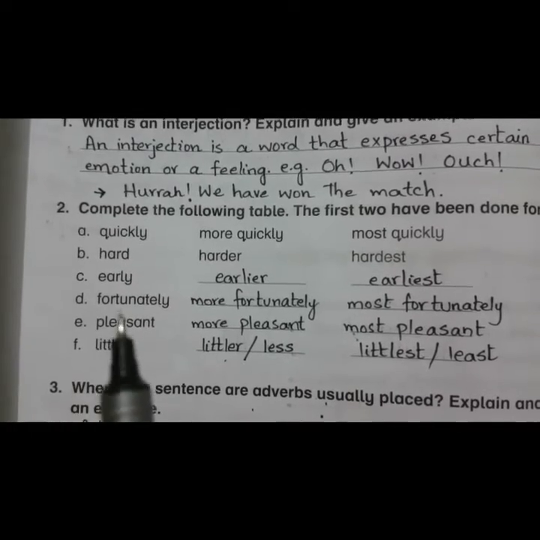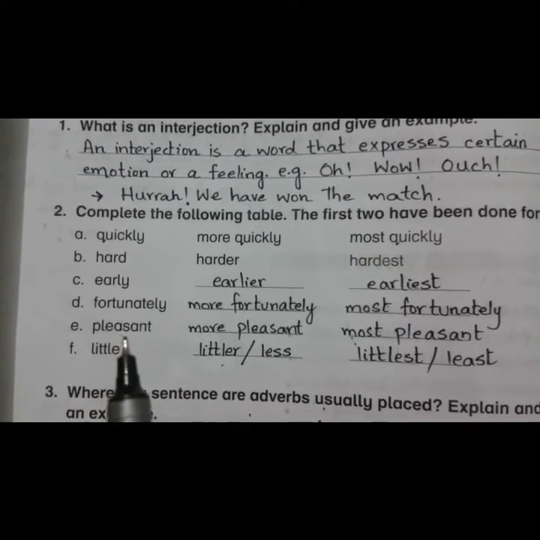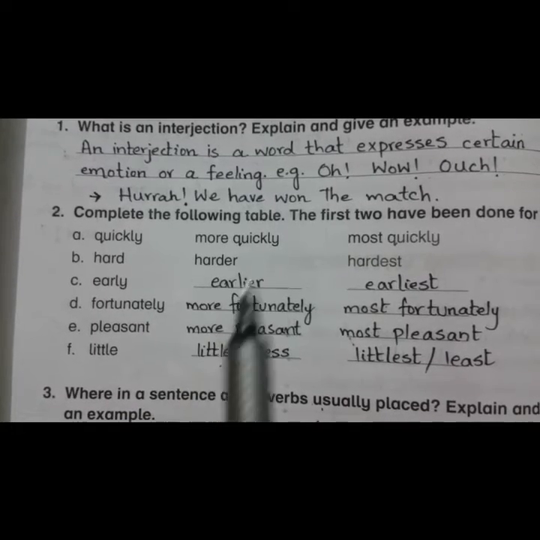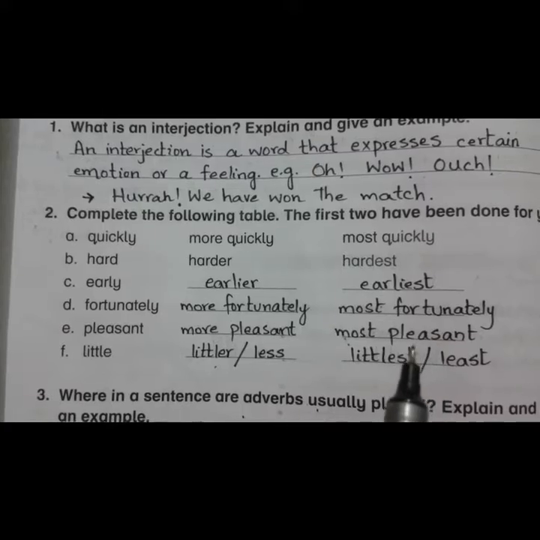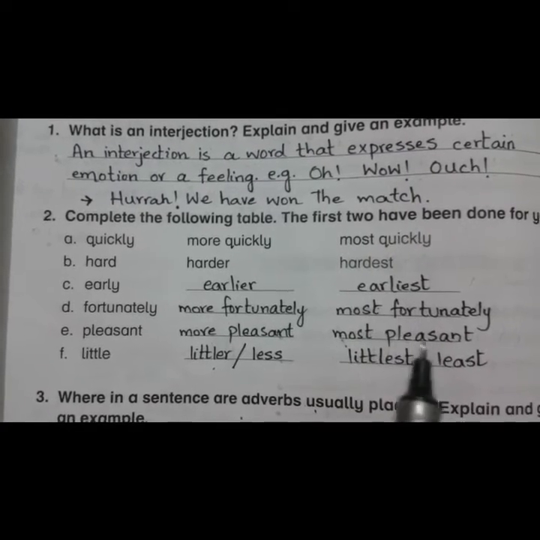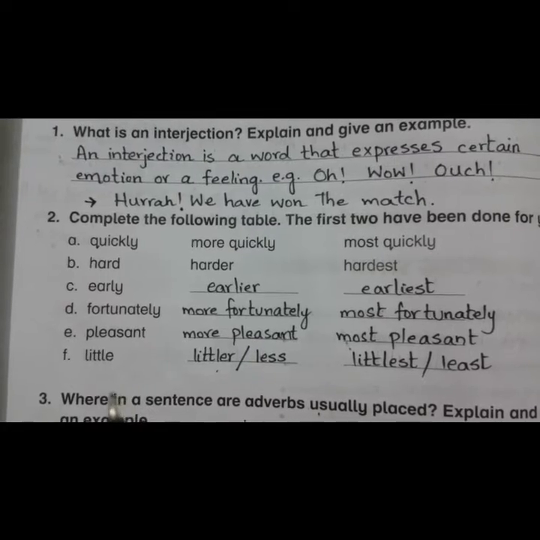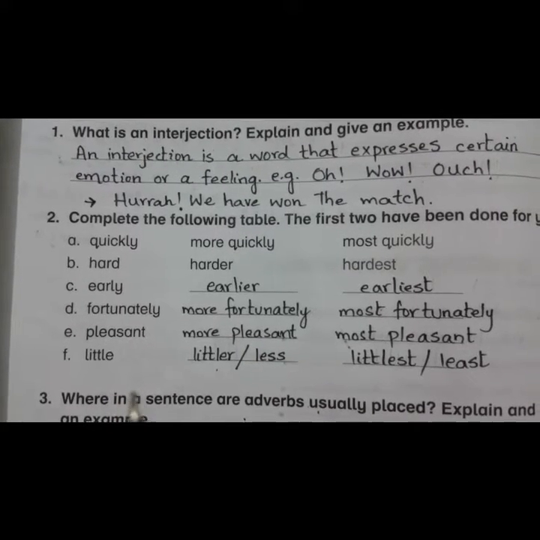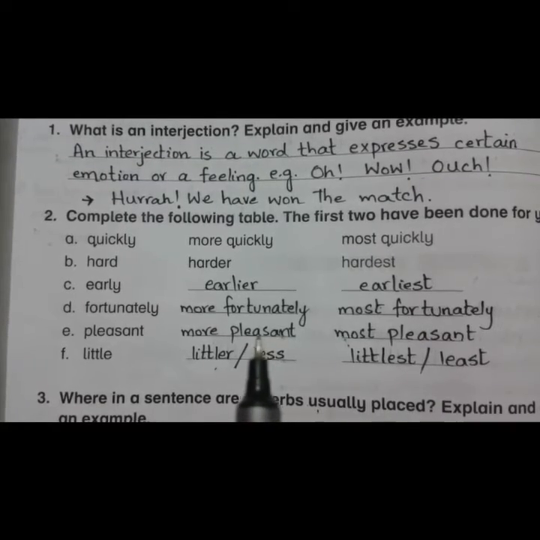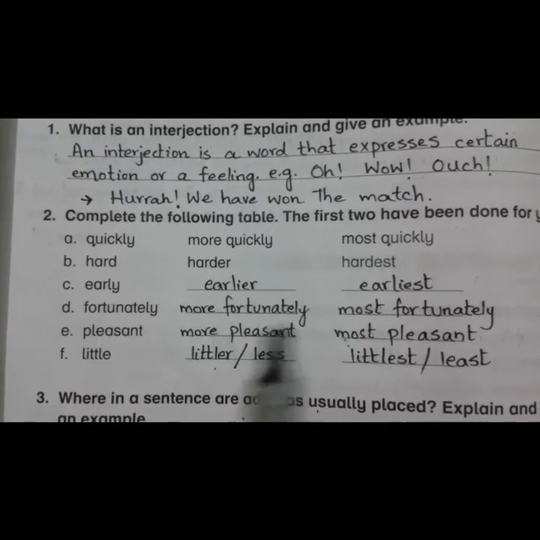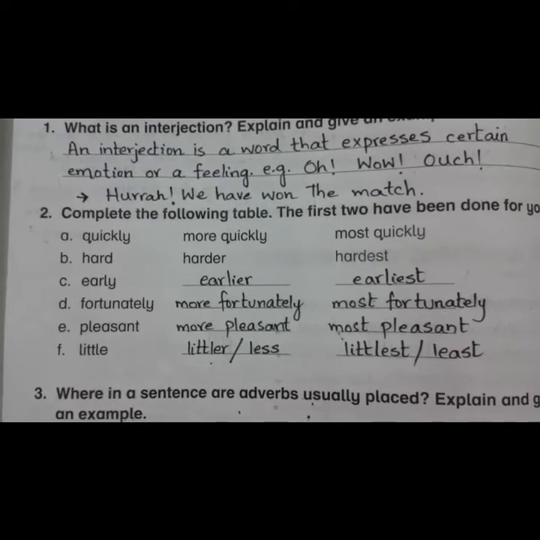And the next one is pleasant, which is an adjective, and remember, when we have 2 syllable adjectives, we will add more in their comparative degree, like more pleasant, and most in their superlative degree, like most pleasant. Okay, but there are some adjectives that have 2 syllables, like narrow, but we will change it into narrower and narrowest by adding simply er and est. So you can do it in both ways.